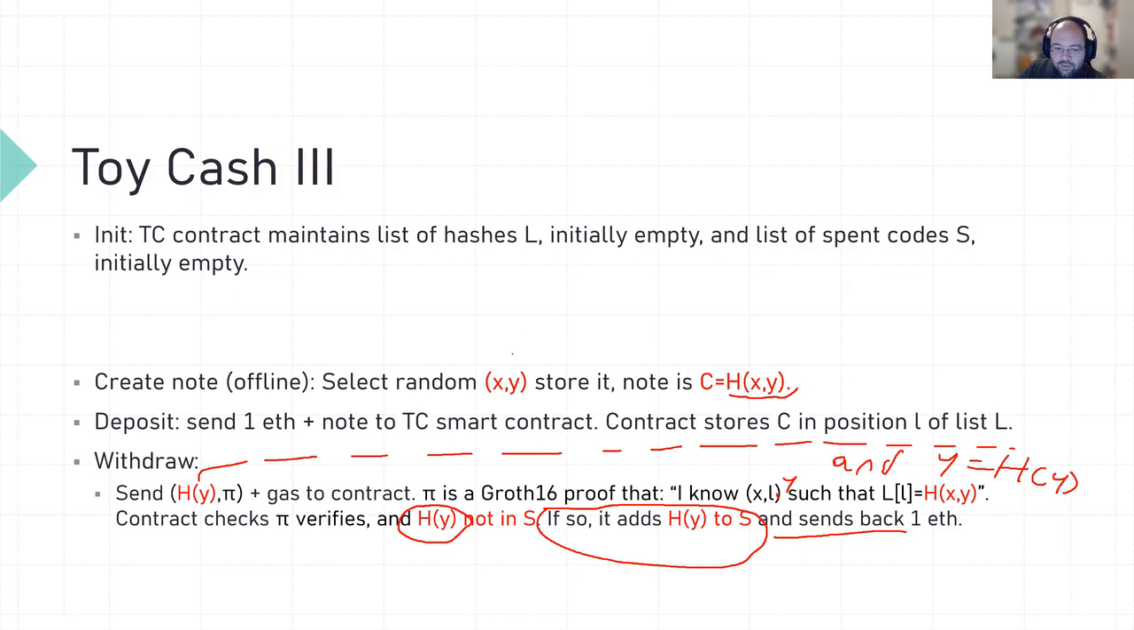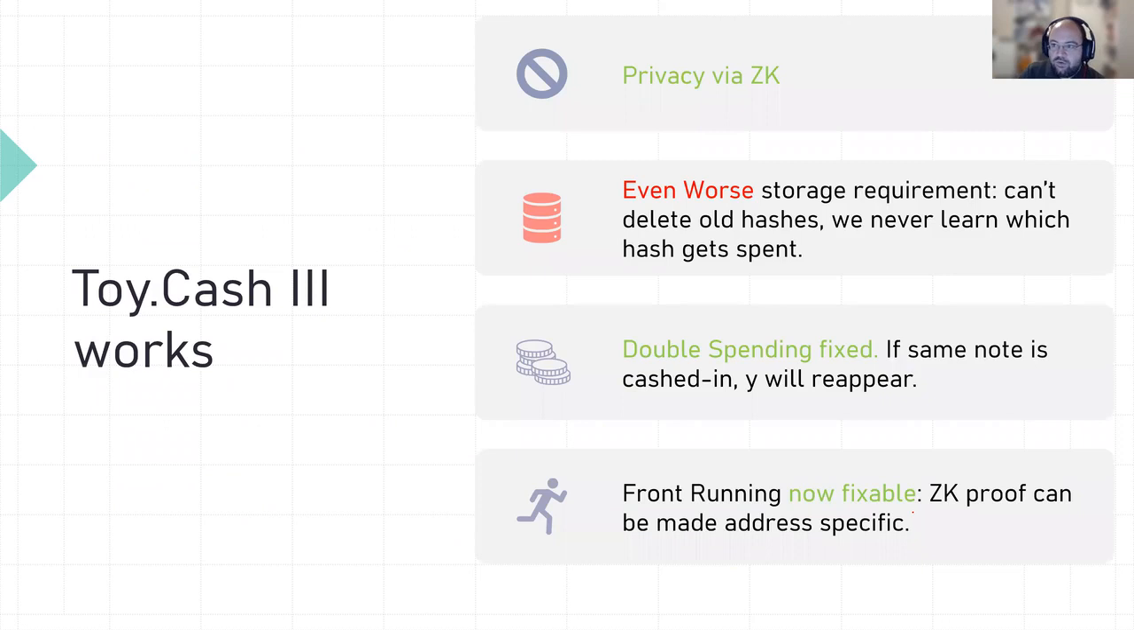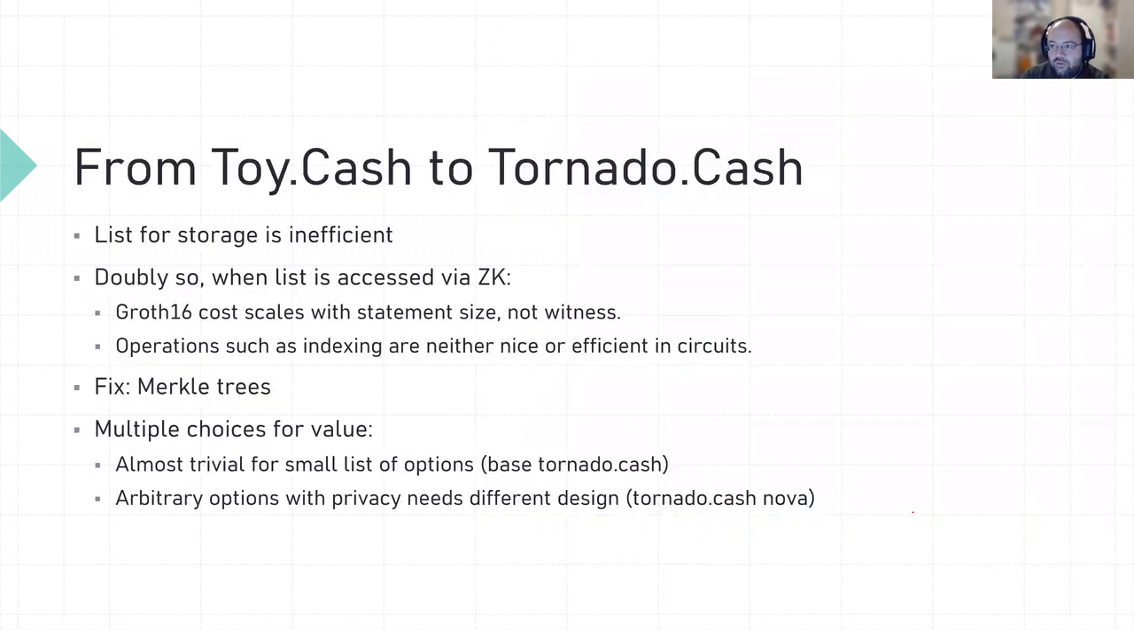Essentially, if this value of y is reused, this h of y will appear again. And if this h of y appears twice, the second time, it will appear in the list S, and it will prevent the contract from sending out any money. Now, does this work? It actually does. The main issue is that the storage requirement is quite bad. And not only is the storage requirement bad, but list traversal is actually quite expensive inside of a zero knowledge protocol.